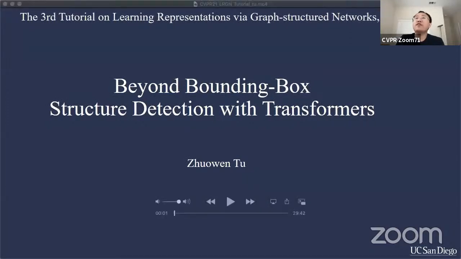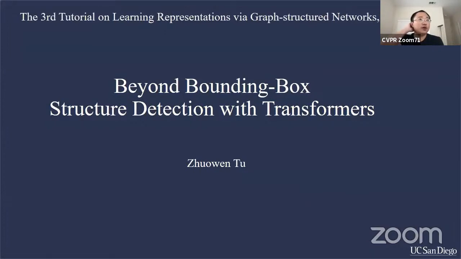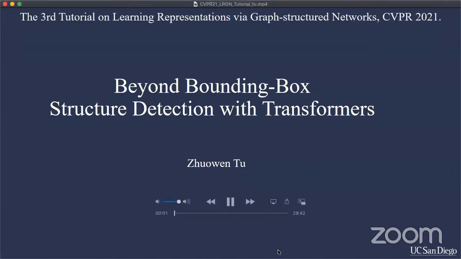Yeah. Okay, sounds good. Thank you for the great talk. So we have the next talk from Zhuowen Tu, from UC San Diego. It will be on beyond bounding box structure detection with transformers.